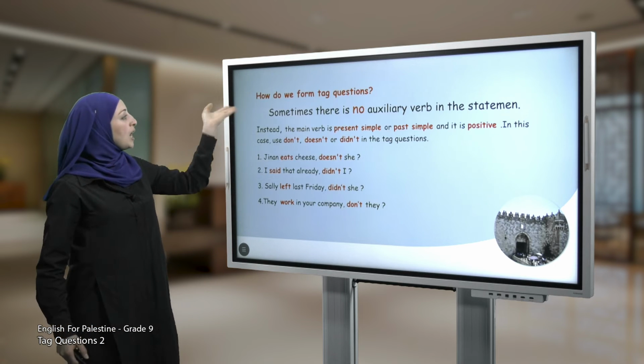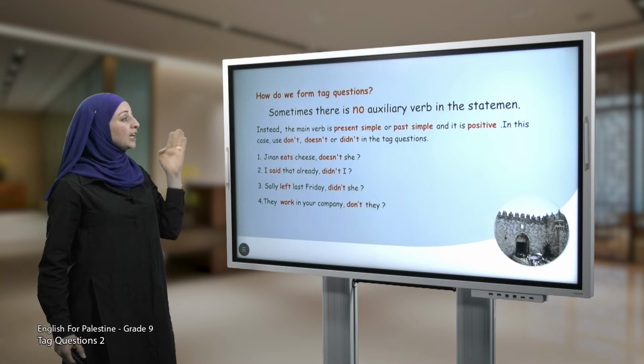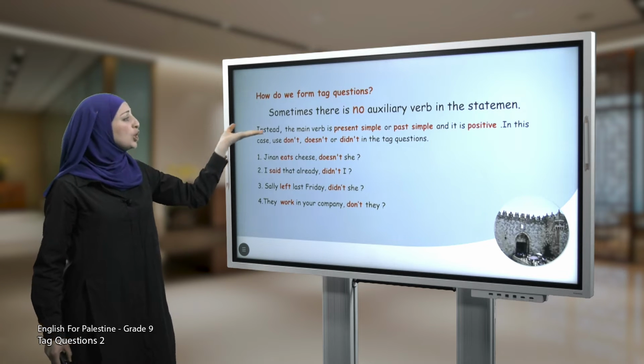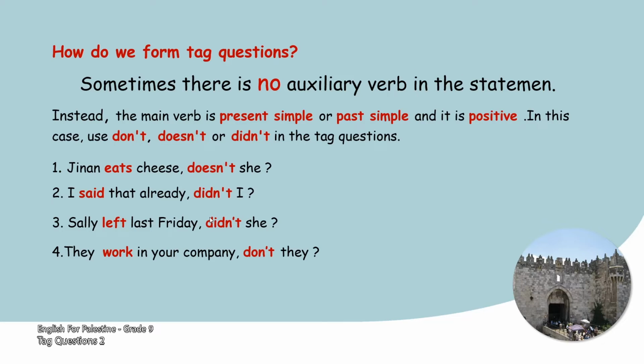Let's start. How do we form tag questions if we don't have an auxiliary? Instead, you can have a main verb in the present simple or past simple, and it is positive. In this case, we will use don't, doesn't, or didn't. If it is present, we will use don't and doesn't. And if it is in the past, I will use didn't. Let's see the examples. Pay attention.